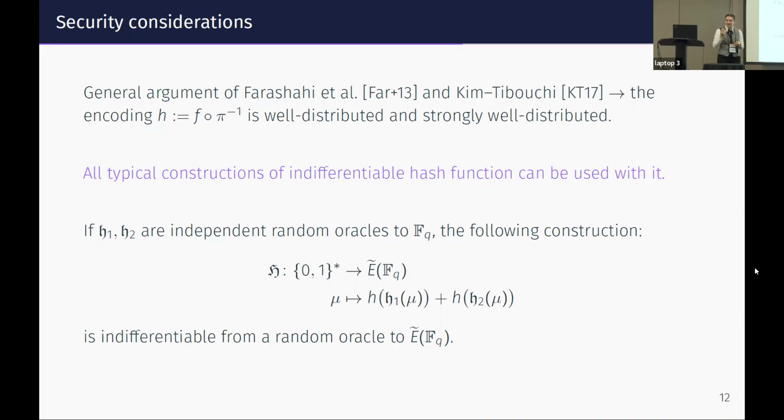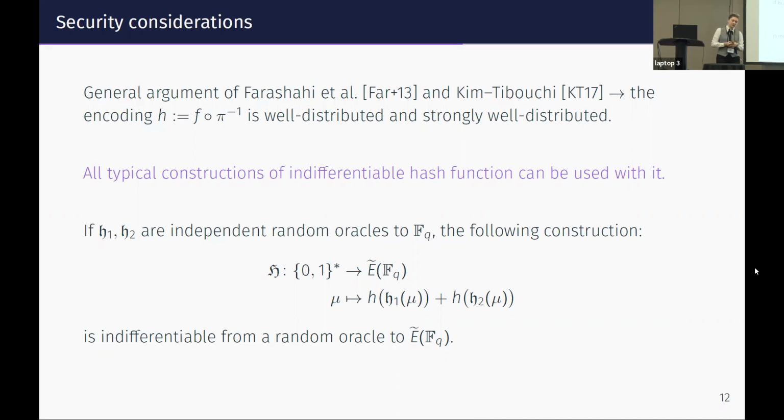We can show that if H1 and H2 are independent random oracles over FQ, then the final hash function we have with this construction will be indifferentiable from a random oracle toward tilde E.